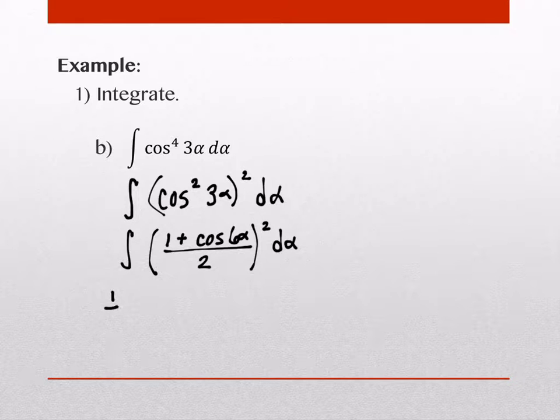All right, we're going to multiply this out. So the first thing I'd like to do is write a 1/4 in the front. Why do I have a 1/4 in the front?